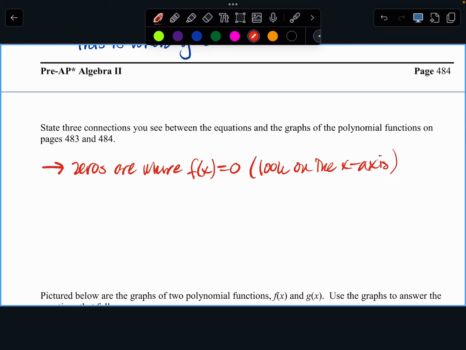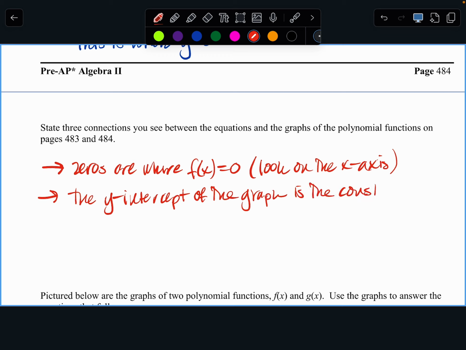So the zeros of the graph, okay? The y-intercept of the graph is the constant term. So there's the connection. And then that thing that I talked to you about at the beginning, it's called multiplicities.